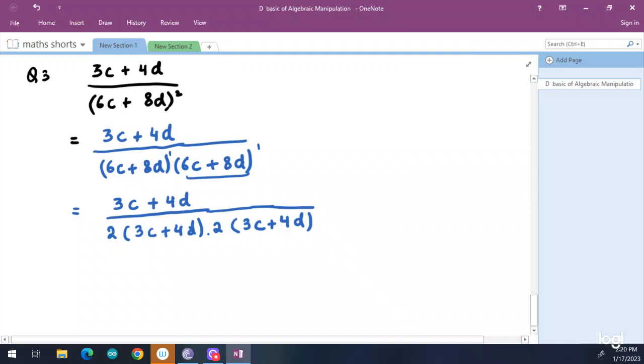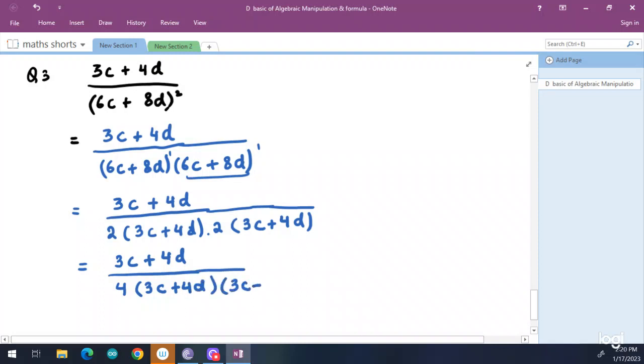I think you get it. So now what we will do, 2 multiplied by 2 becomes 4, 3c plus 4d over 4, and here's a 3c plus 4d, 3c plus 4d. Okay, here's a power 1, here's a power 1, and it also has a power 1.